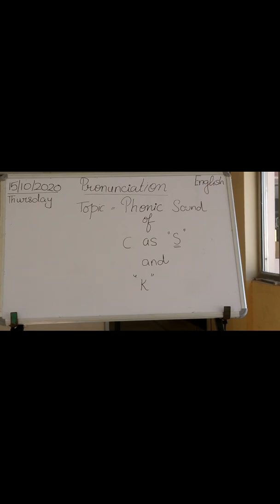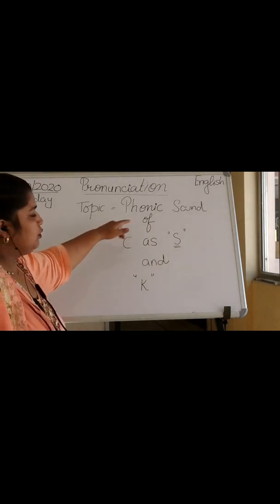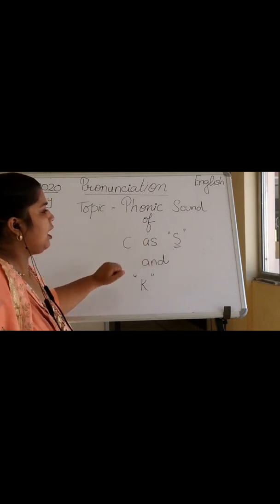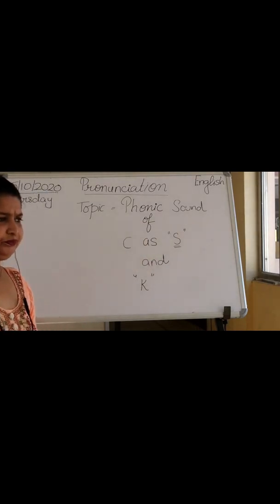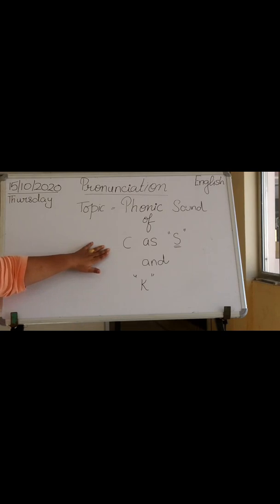So just look at the board and read what is written on the top. What is written on the top? Here. This is pronunciation, and under this topic we will learn about the subtopic: the phonic sound of C as S and K. So in this topic we will learn when and how C will produce S sound and K sound. But before that, just read these words I am writing.